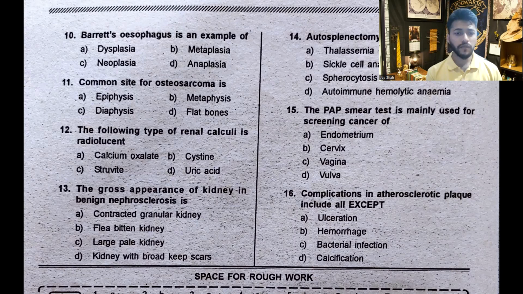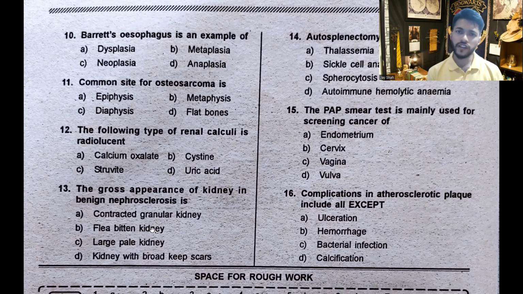Gross appearance of kidney in benign nephrosclerosis. Now, gross appearance of kidney has been asked every alternate year. So you need to remember only two conditions: infective conditions and hypertensive conditions. In hypertensive conditions, you'll have a small contracted granular kidney. In infective conditions, you'll have a flea-bitten kidney. You'll have multiple petechiae. So that's known as a flea-bitten kidney. It appears like the flea has taken multiple bites of that kidney. That's why it's known as flea-bitten kidney.